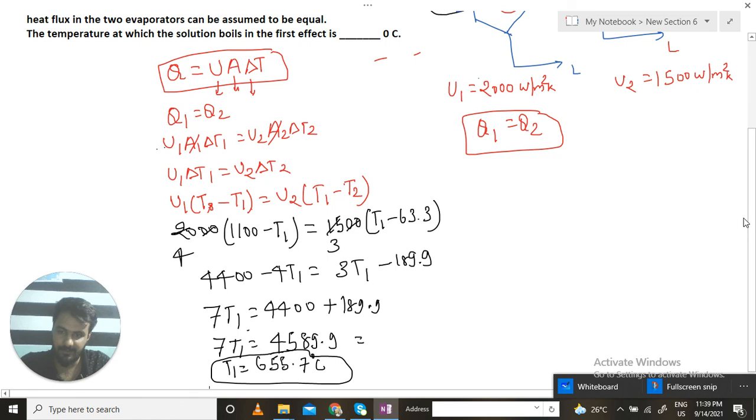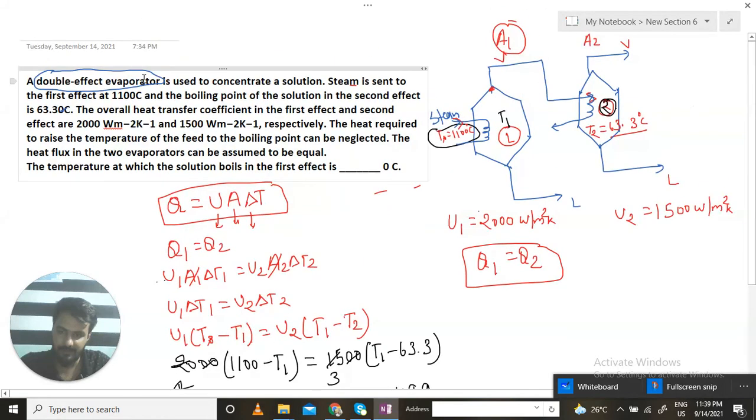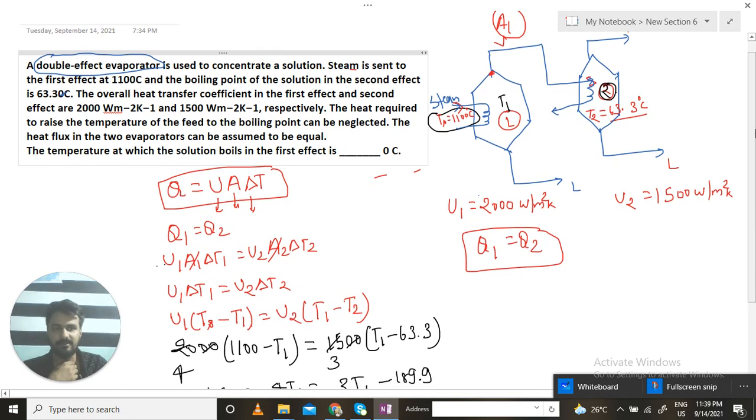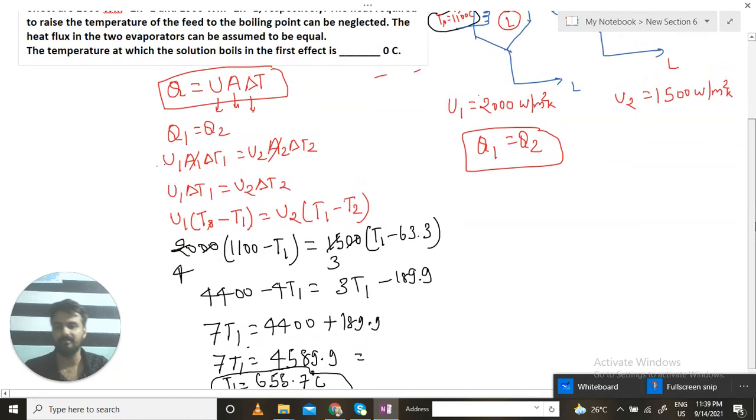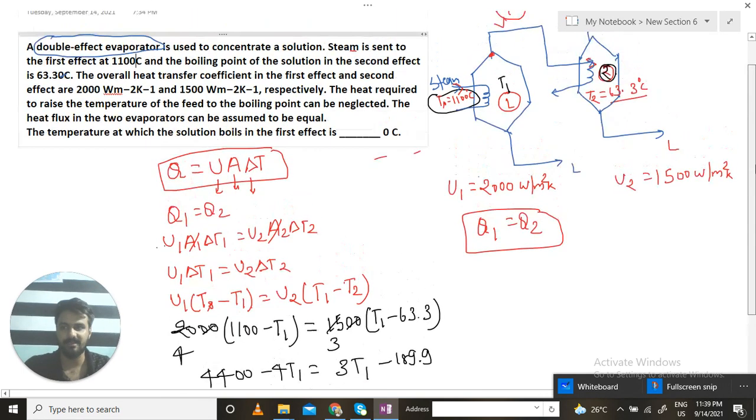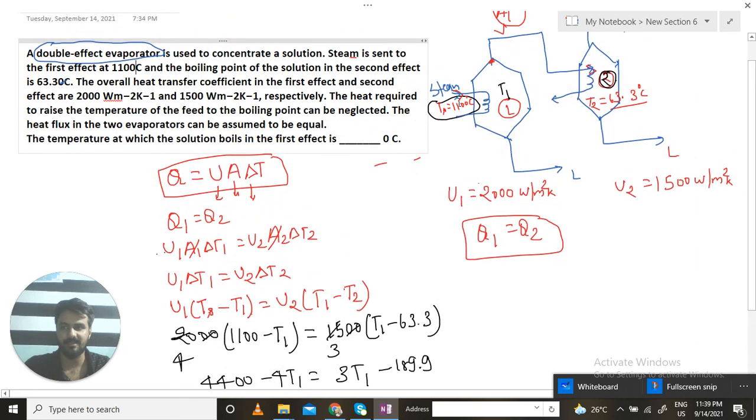Actually, in the main GATE question, the temperature was 110 degrees centigrade. Okay, so here I have assumed it as 1100 degrees centigrade. So only the data is different, but you have to understand the concept. The question is about a two-effect evaporator in which steam is flowing in the first effect, and the vapor produced in the first effect is utilized in the second effect for the heating of the chemical.